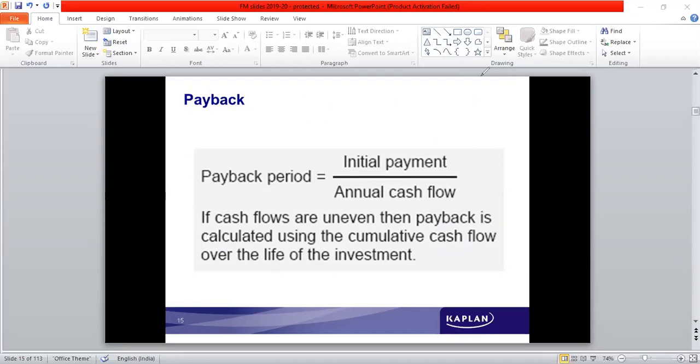The second technique is, what is payback period? The first technique is ARR, ROCE. The second technique is payback. So what is payback period? Now how do we calculate? This is specifically about a period. We are calculating the time period in which the investment is paid back. That is the concept here.